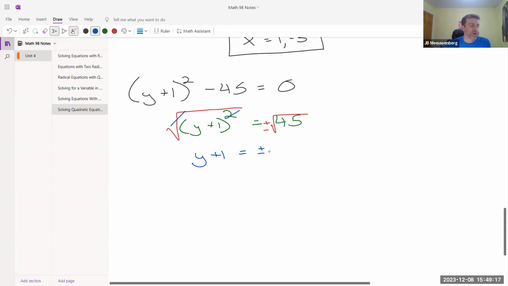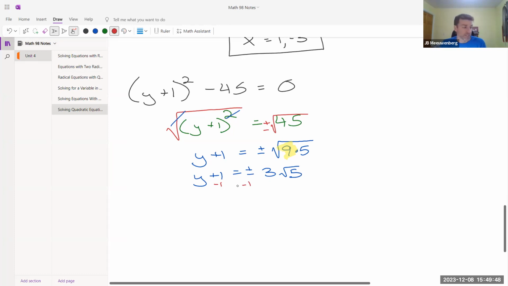Now, the square root of 45, if you think about it, has a perfect square inside of it of 9. So we can simplify this by taking the square root of 9 and bringing it out to the front, which gives us y plus 1 equals plus and minus 3 radical 5. Now what we will do is finish this by subtracting 1 from both sides.